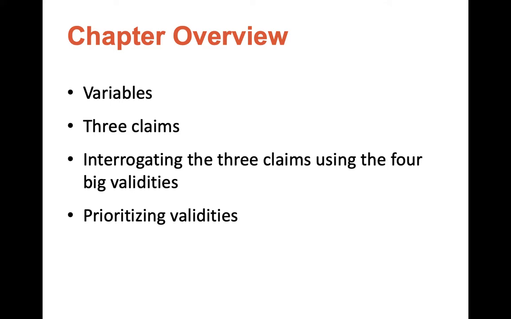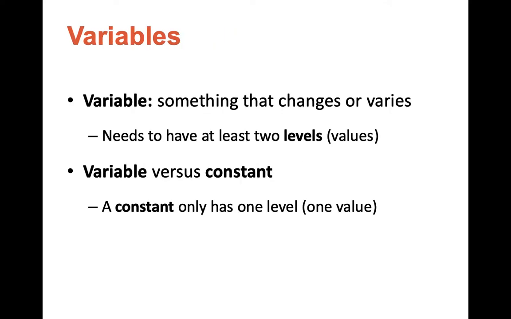So, just to overview the chapter as well as this lecture, I'll review variables and types of variables, talk about the 3 big claims. I'll then go over the 4 big validities, and then wrap up with an issue related to prioritizing validities.